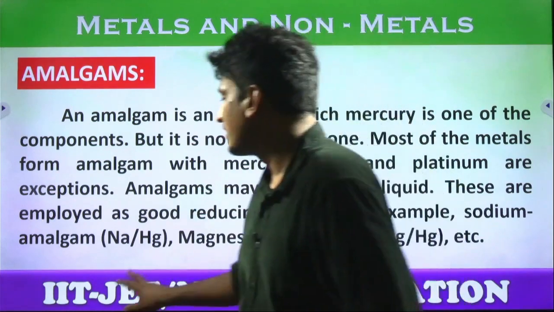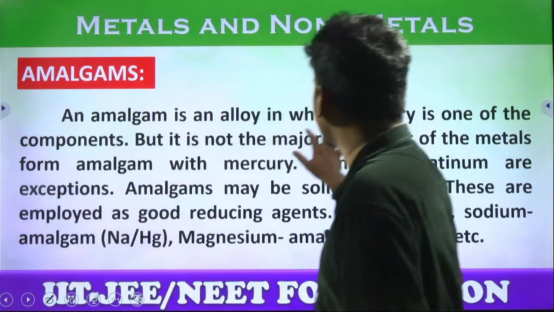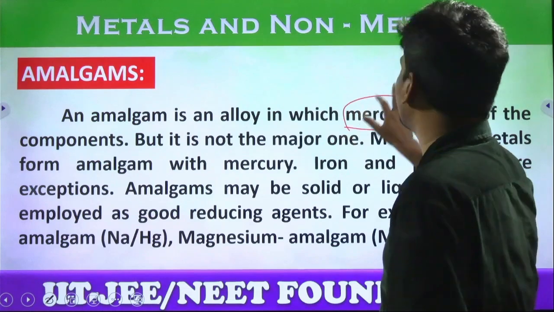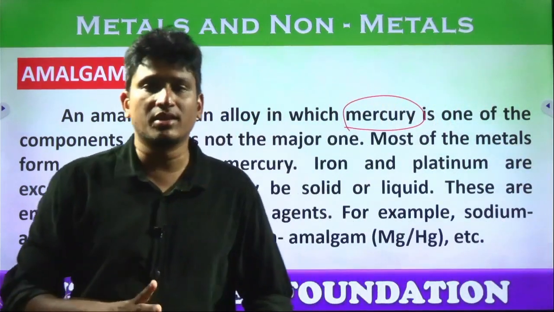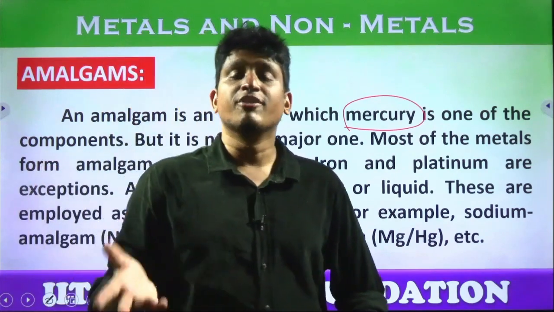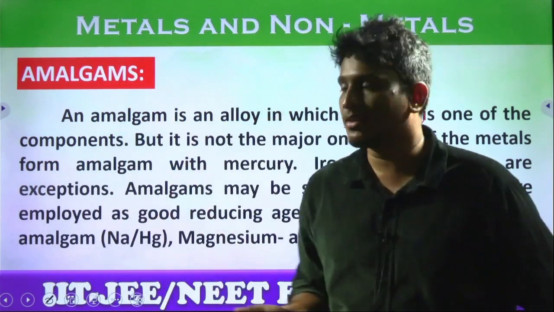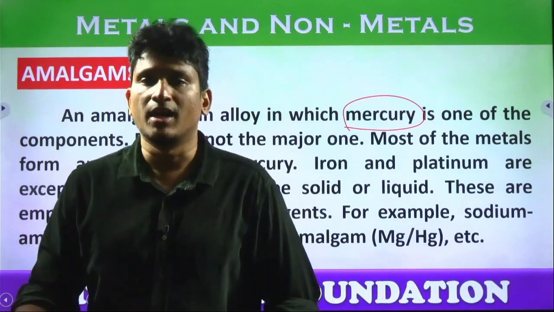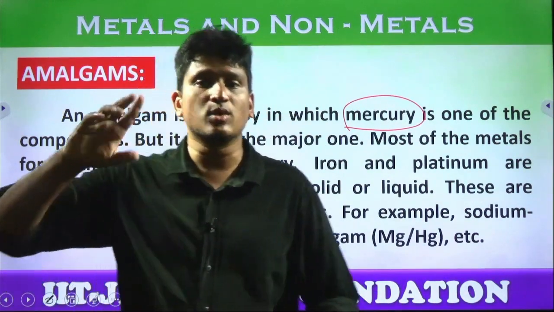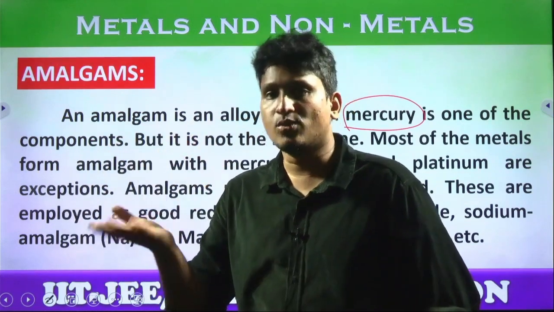The common metal is, students, mercury is one of the common components. That means if sodium is mixed in mercury, we can say sodium amalgam. If magnesium is mixed, magnesium amalgam. If gold is mixed, gold amalgam. If aluminum is mixed, aluminum amalgam. Every alloy, you already know, has its own particular use, has its own applications.